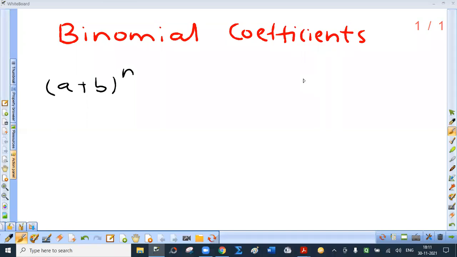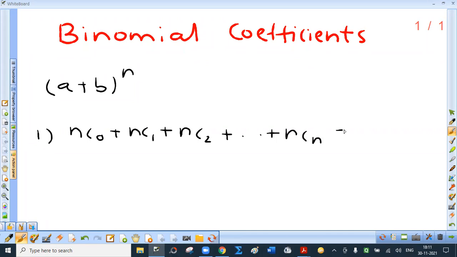First, an interesting result which we are going to prove is that the sum of all binomial coefficients of order n is 2 raised to n. Means what? NC0 plus NC1 plus NC2 up to NCn is nothing but 2 raised to n. How to express this in words? Sum of all binomial coefficients of order n is 2 raised to n.